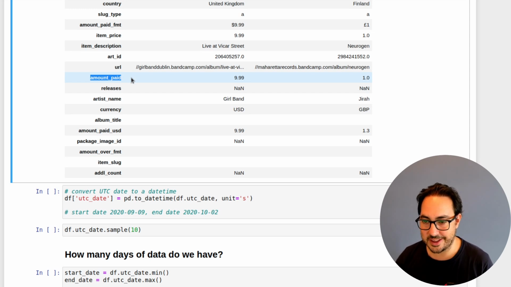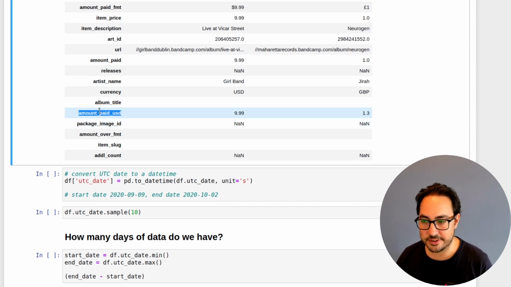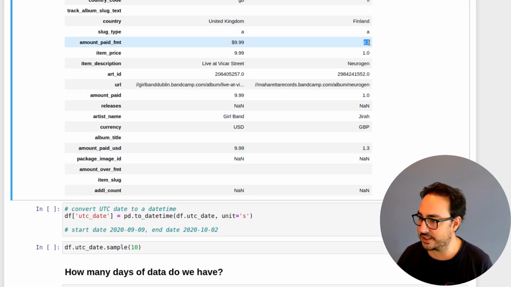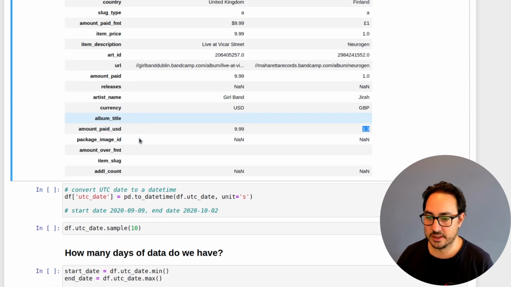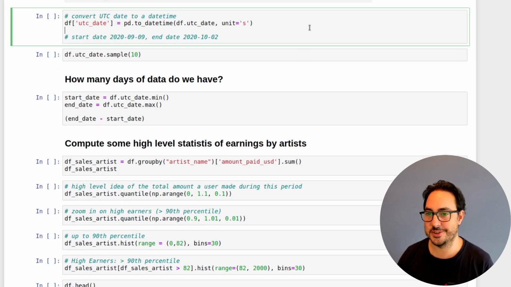the user paid. And then we have the amount paid in dollars. So it was already converted. You can see that the pound was converted at 1.3 dollars. Who knows when that conversion was done?